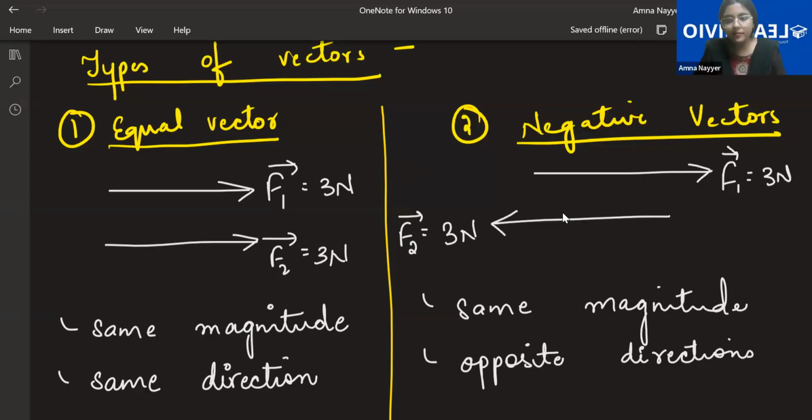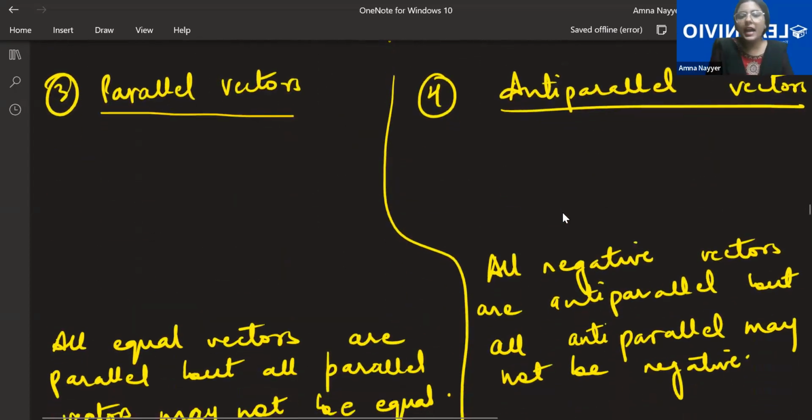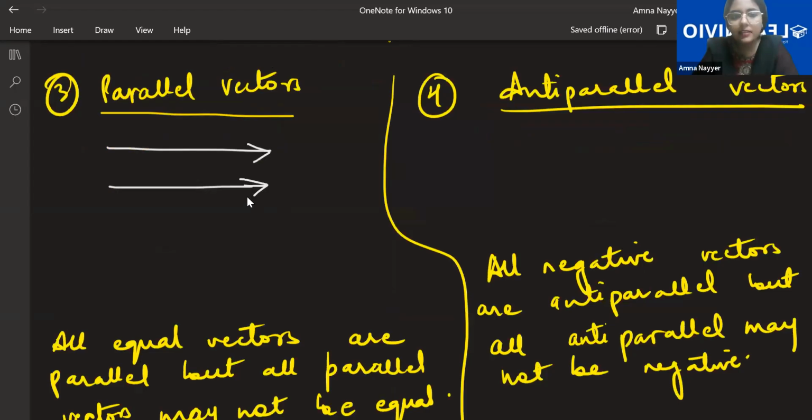Okay, ma'am. Then you have parallel vectors and anti-parallel vectors. These are also very important. Parallel vectors mean, let's say F1 is equal to 4 Newton and F2 is equal to 8 Newton. It means the vectors have the same direction.